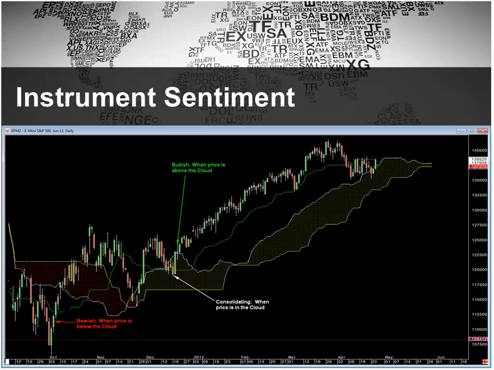Okay? Let me catch up real fast. If you look here on this slide, the title says instrument sentiment, and this is what I was talking about a minute ago. When price closes above the cloud, that's when you first start looking at it. When price is below the cloud, you could only bet on it going down. If price is in the cloud, this basically means it's consolidating.